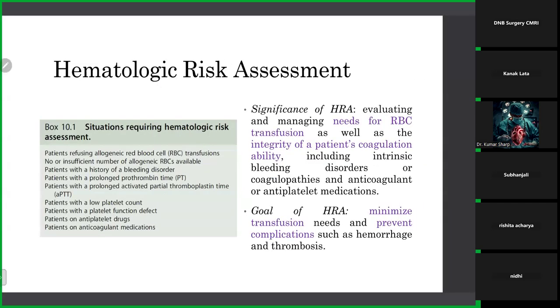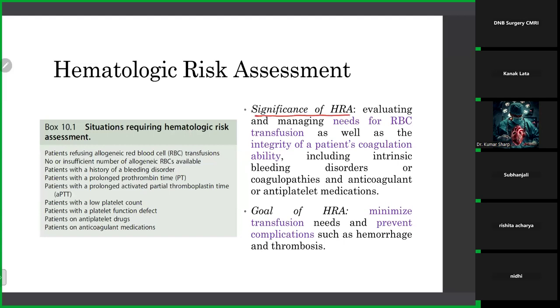Moving on to the first slide, what is the necessity for having an antiplatelet therapy modification or an anticoagulant therapy modification? This entire thing boils down to hematological risk assessment of a particular patient. Now, what is the significance of HRA?